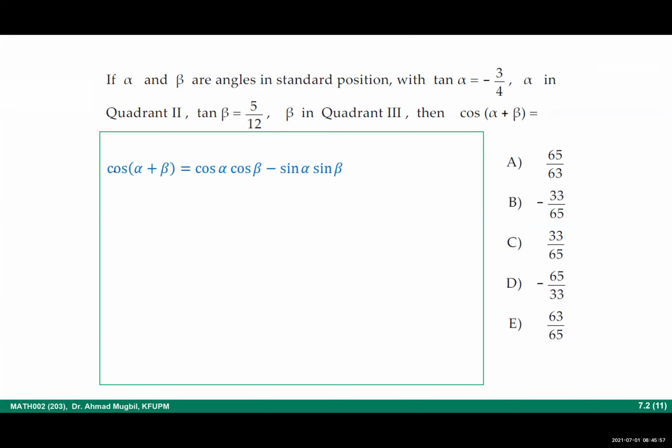Cosine of alpha plus beta is cosine alpha cosine beta minus sine alpha sine beta. This is 7.2. Now, no more 7.2. What remains is 6.2 and 5.3. How to do that? You need cosine alpha, cosine beta, sine alpha, and sine beta. Which one do you have? You have tan alpha and tan beta, so you don't have any of these. What will you do to find them?